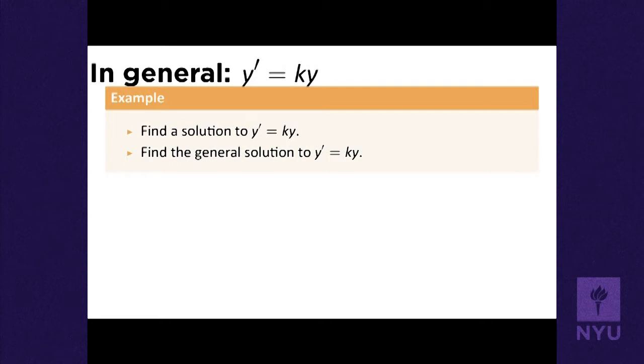Now, what if we replace 2 by some general constant k? Can you think how the solution to this differential equation, y prime equals ky, would change? What do you think?